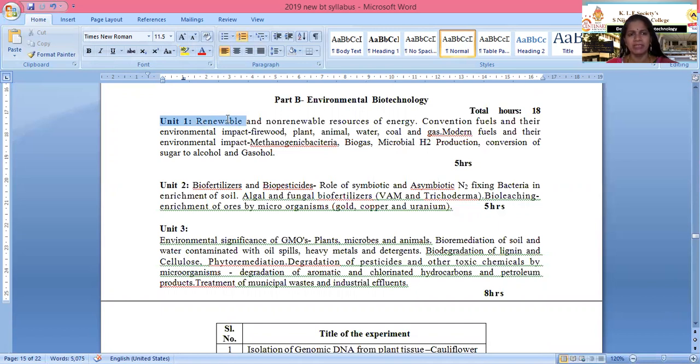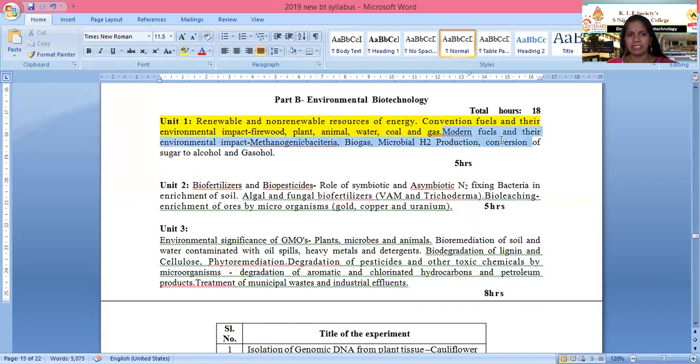Here under unit 1, renewable and non-renewable resources of energy you are going to study. Then conventional fuels and their environmental impact. In the exam, they may ask you directly for 10 marks, briefly explain conventional fuels and their environmental impact. Like that, even modern fuels and their environmental impact they may ask. So here you are going to study specifically plant, animal, water, coal and gas under this.